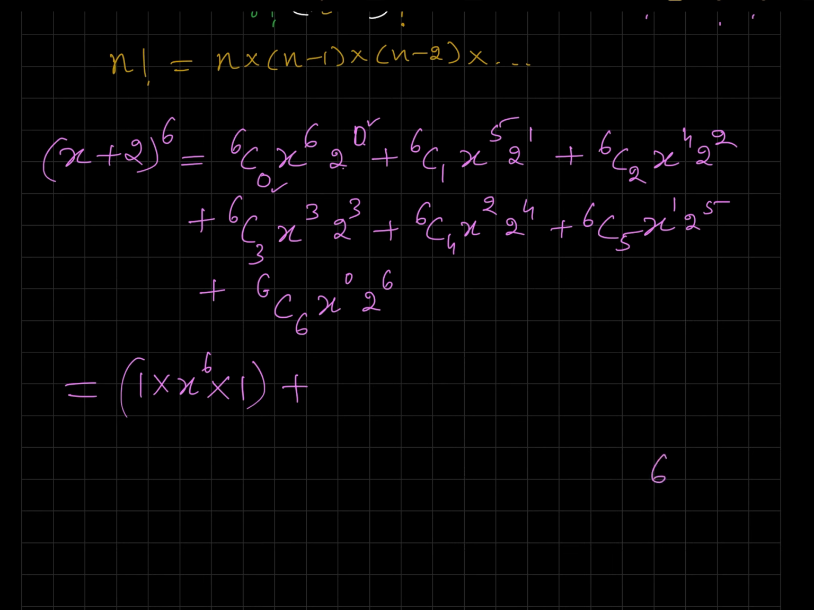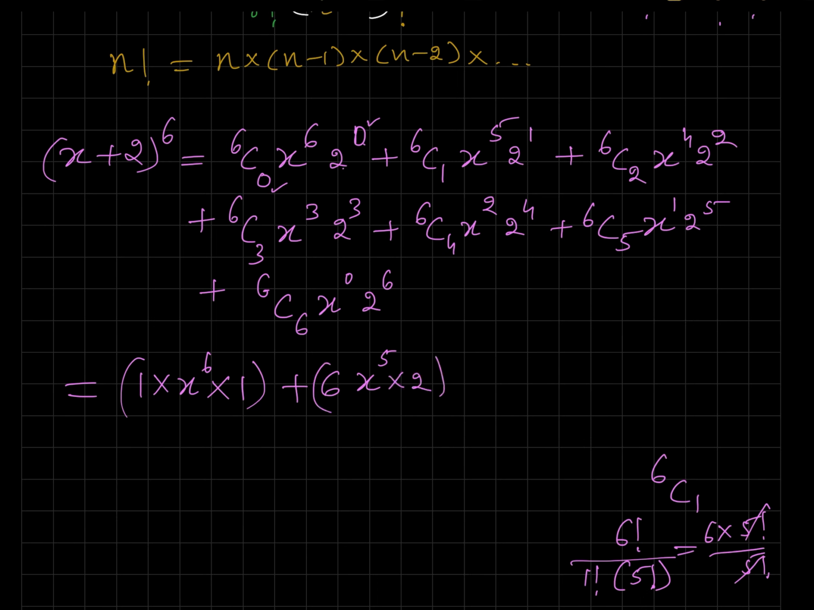So how will we calculate 6c1? It is factorial 6 over 1 factorial, 6 minus 1 factorial, which is 5 factorial. So I can do this as 6 times 5 factorial over 5 factorial. So this is equal to 6 here. And 6x raised to 5 times 2, right?